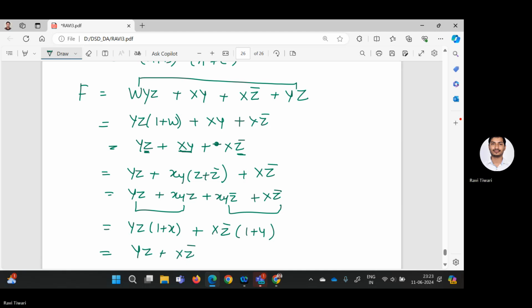Correct? So we have solved some questions based on Boolean algebra, and we have also seen how to apply the redundancy theorem, because it's actually an important type of question.